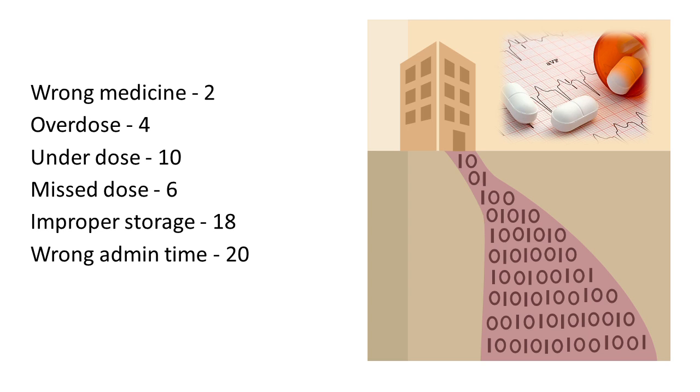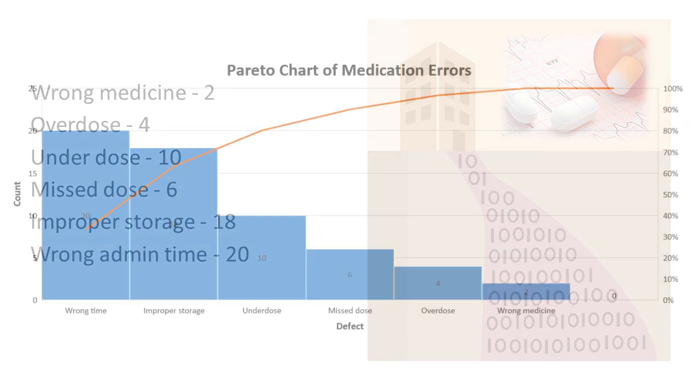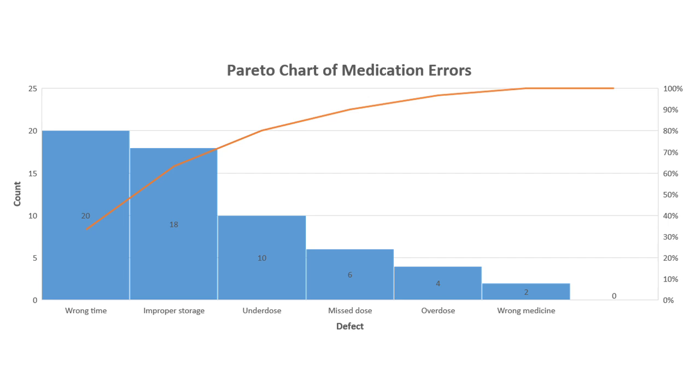You find that of the 60 errors that occurred in the past 3 months, 2 were due to the wrong medicine being given, 4 due to overdosing, 10 due to underdosing, 6 due to a missed dose, 18 due to improper storage, and 20 due to medications being given at the wrong time. This is the Pareto chart that you generate based on your analysis. The left vertical axis shows the frequency of occurrence of the error. The right vertical axis is the cumulative percentage of the total number of medication errors.